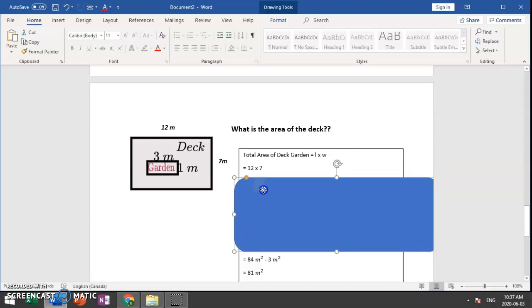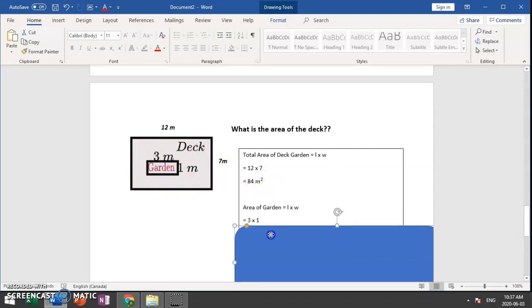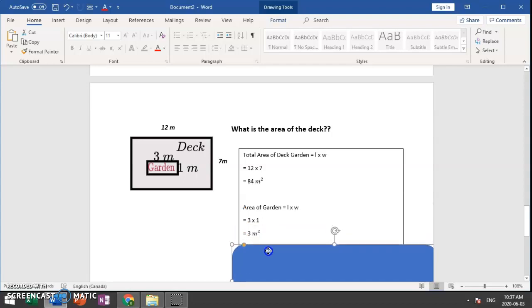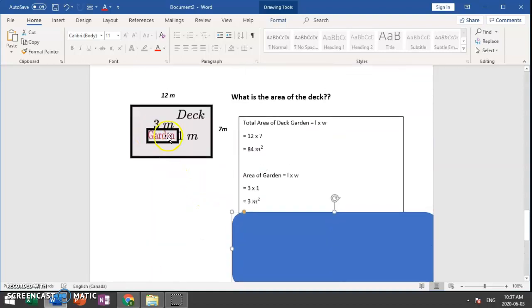Area is length times width. Length is 12, width is 7. 84 meters squared is the area of this big outer rectangle. Of the garden, length times width again, because they're both the same shapes. They're both rectangles. 3 times 1, that's 3 meters squared. That's the area of this garden right here.